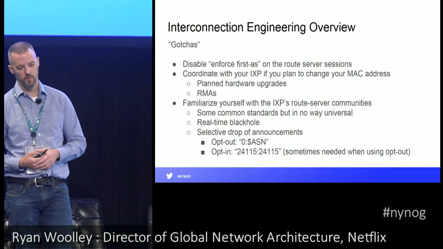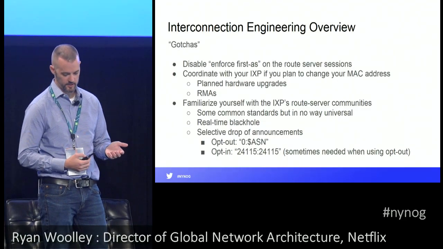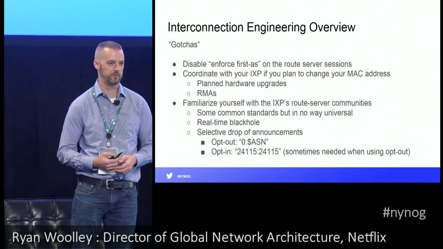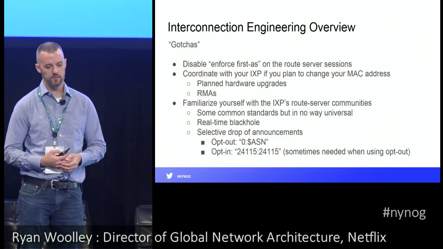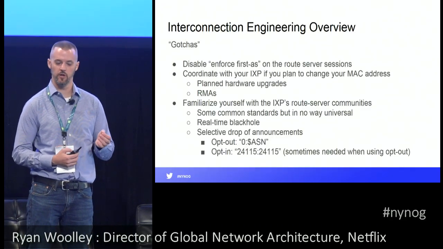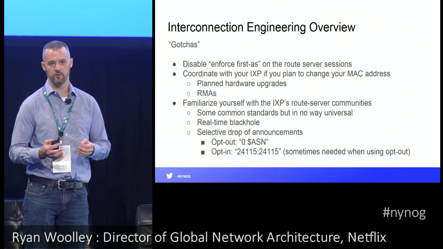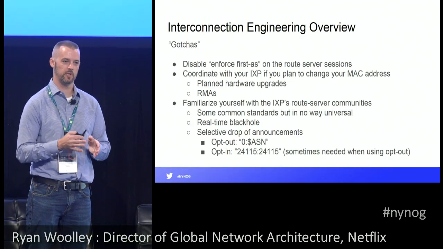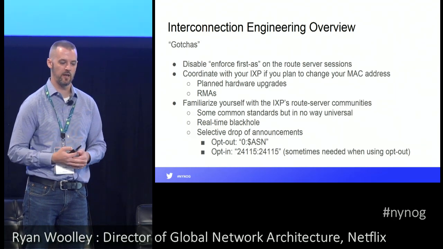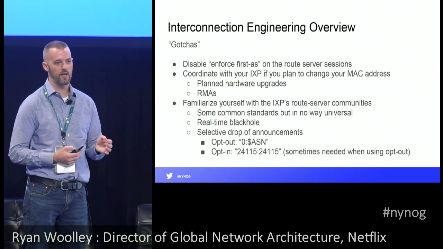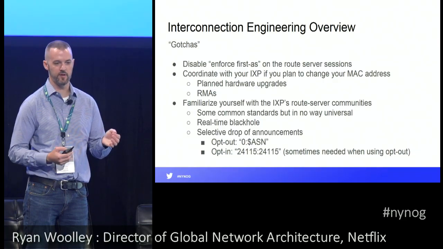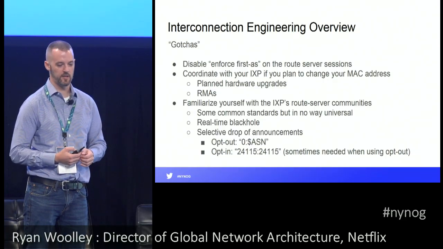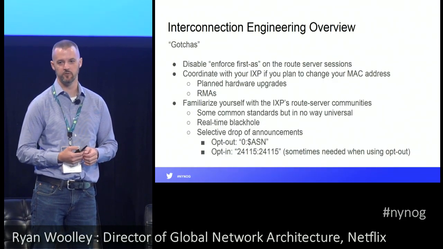A couple things that you may run into if you're new at IXP peering that are worth mentioning, so you sort of don't trip on them. There's a feature in BGP called Enforce First AS, which ensures that the first item in the AS path that's received from a given peer matches that given peer's ASN. Route servers sort of break that. That's a function of the way they operate. So you'll need to disable first AS on the route server sessions to do that.